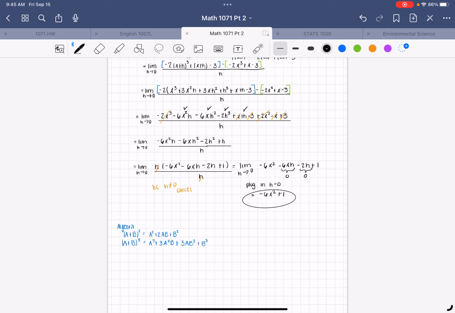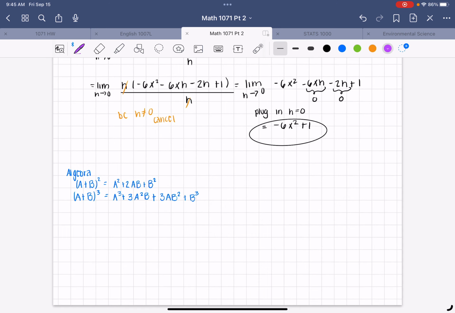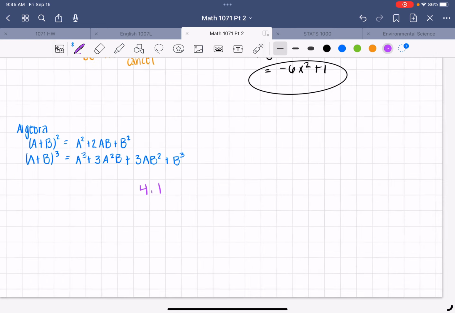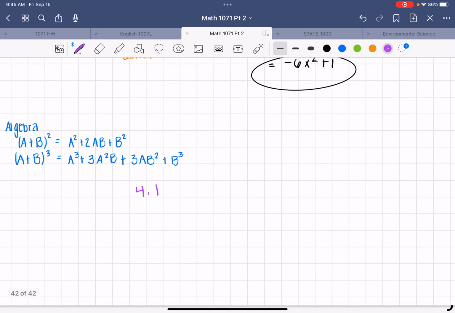Right, let me see here. 10 minutes. I've warned you about this problem before. Let's go to here. So the negative 6x squared h minus 6xh squared minus 2h cubed plus h all over h.